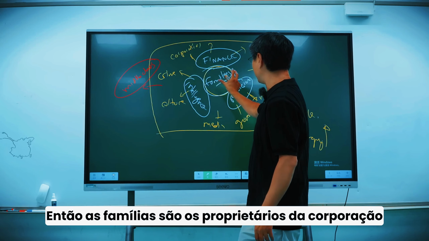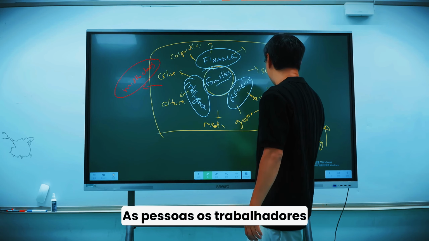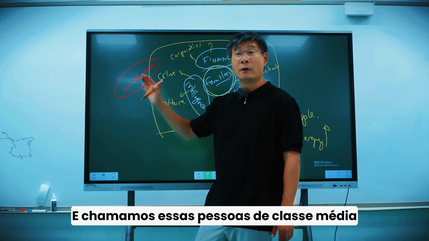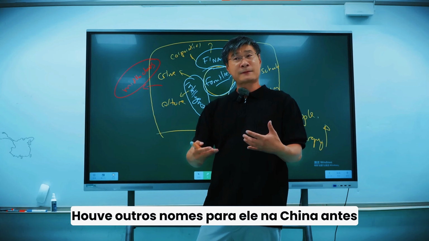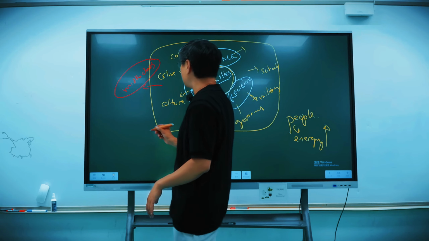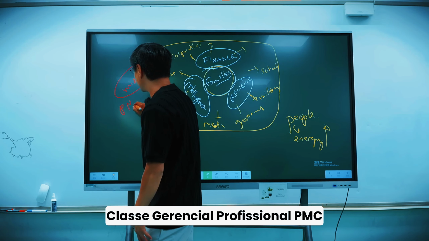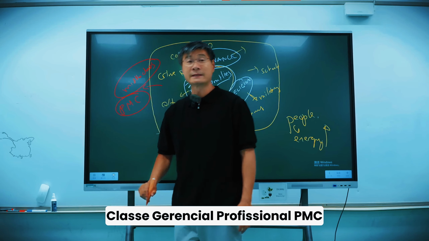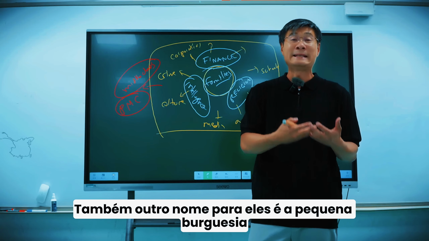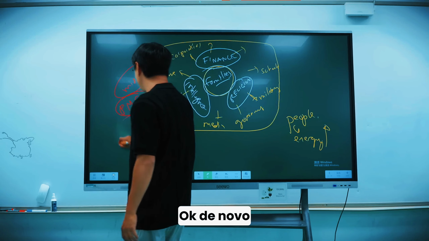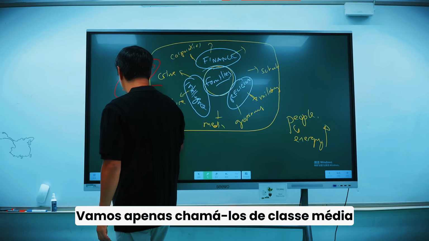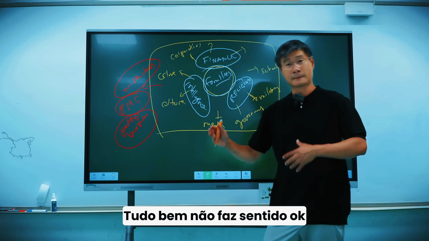So the families are the owners of the corporation, the people are the workers, and the people in between are the managers. We call these people the middle class. There have been other names for it in China before in history. We call them the scholar officials. Another name for them is the professional managerial class, PMC. Also, another name for them is the petty bourgeoisie. Again, you don't need to know these names. For the purpose of simplicity, we will just call them the middle class. Does that make sense?